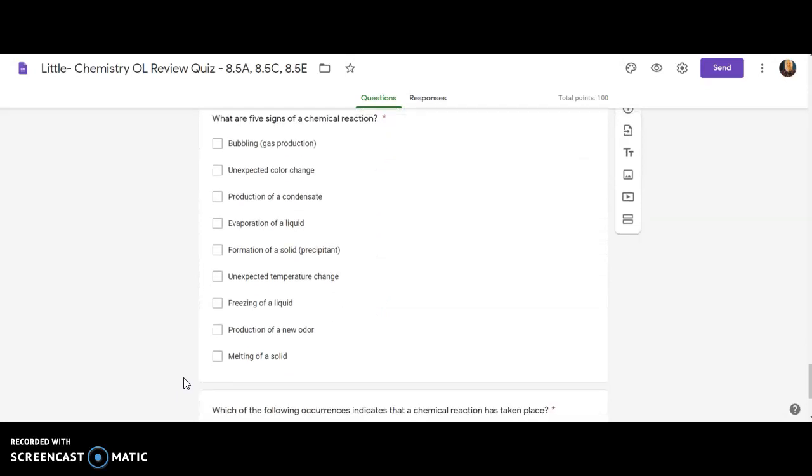Okay, there's a number of check boxes on this one, kids. You're going to check off a minimum of 5 of these because you're looking for what are the 5 signs of a chemical reaction. And I believe looking at this that there are exactly 5. Is it bubbling, gas production, unexpected color change, production of a condensate, evaporation of a liquid, formation of a solid, which in class, remember, we call a precipitate, unexpected temperature change, freezing of a liquid, production of a new odor, or melting of a solid.